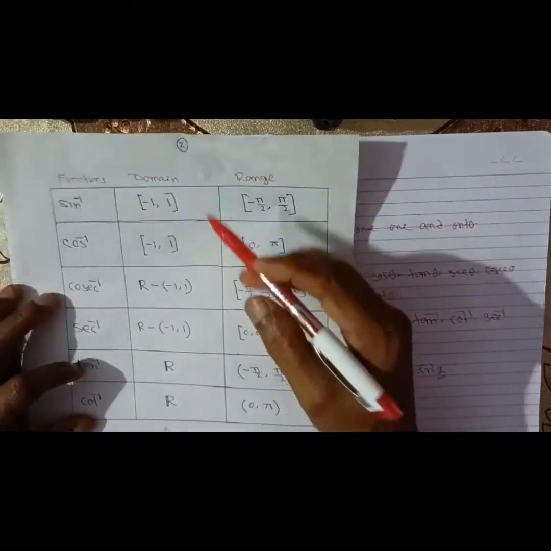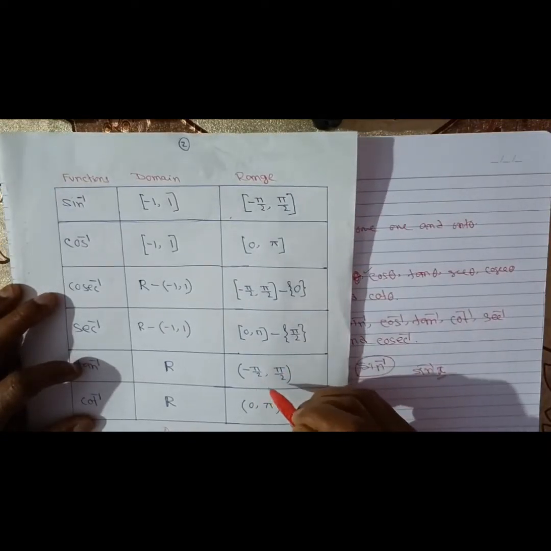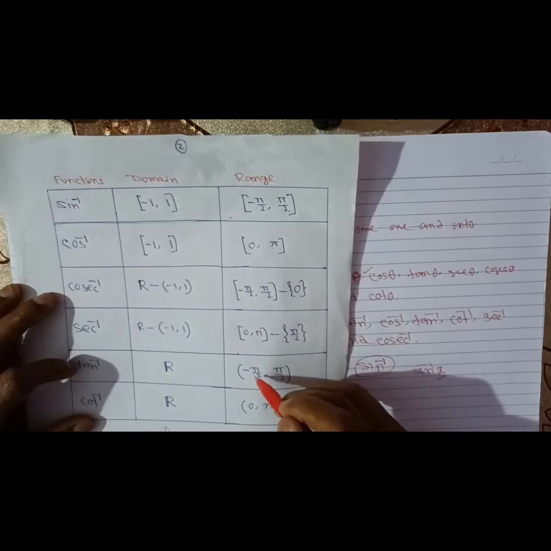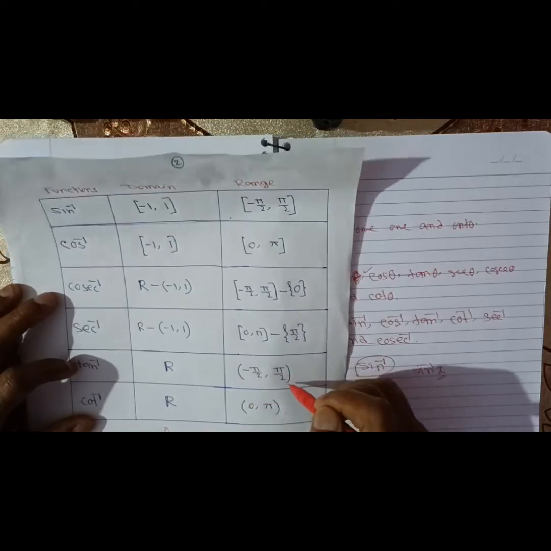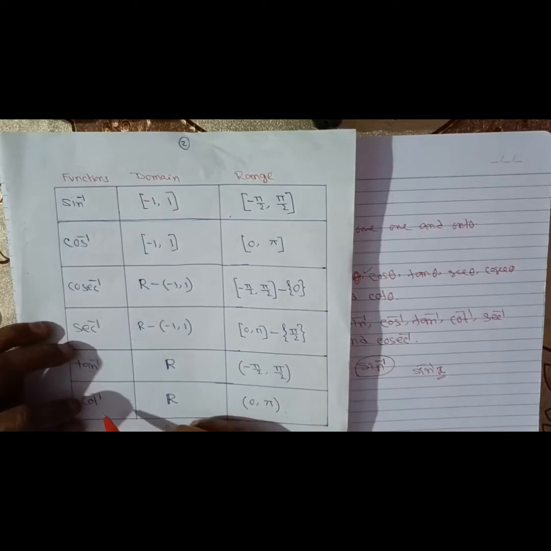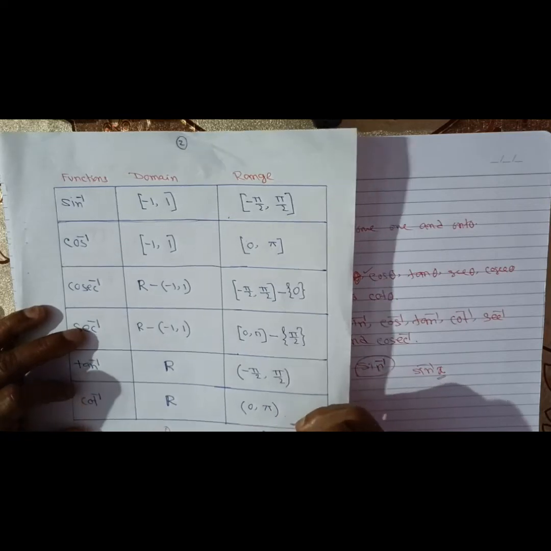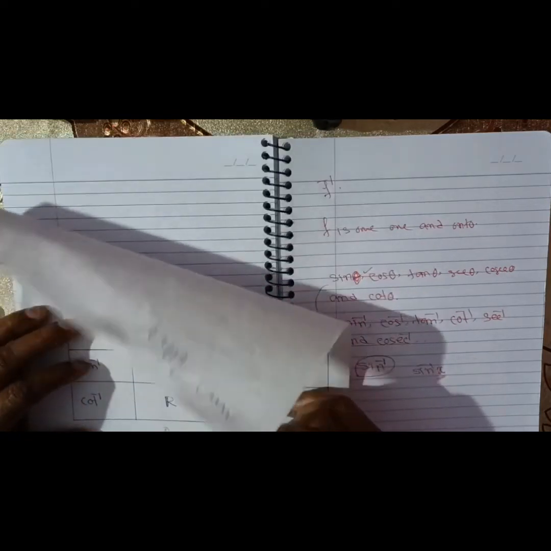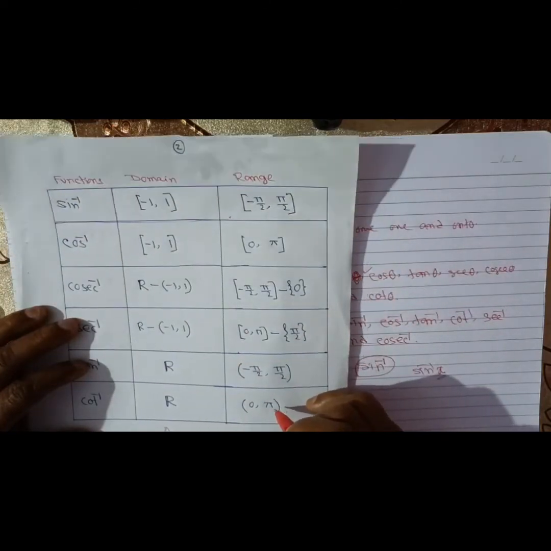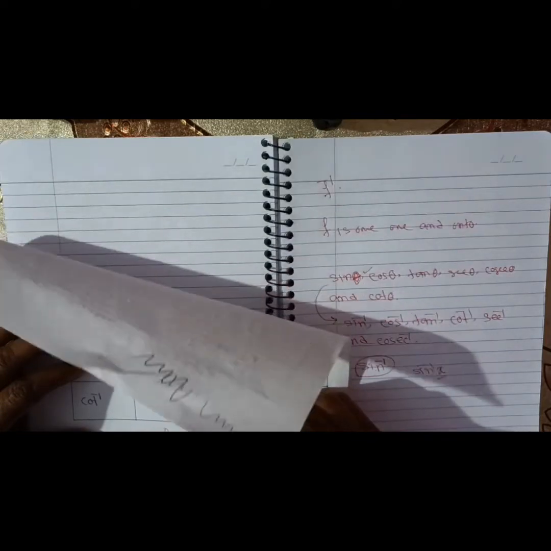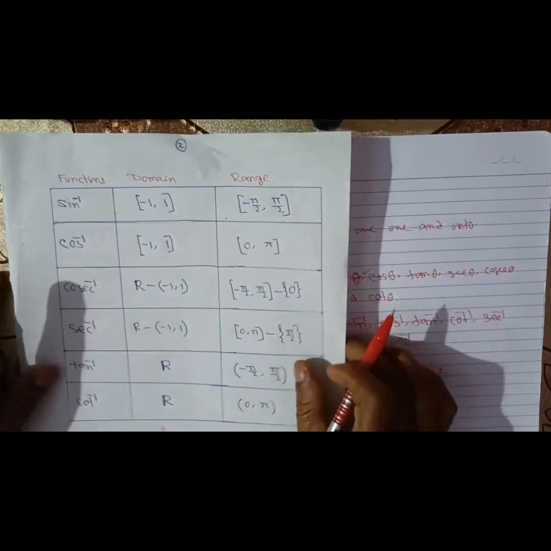In case of tan inverse, the range is minus pi by 2 to plus pi by 2 in an open interval. That means tan of minus pi by 2 and tan of pi by 2 are not defined, so minus pi by 2 and plus pi by 2 are excluded. Similarly, cot inverse: the range is 0 to pi in an open interval. Cot 0 is not defined and cot pi is not defined, so 0 and pi are excluded from this interval, so it is an open interval.